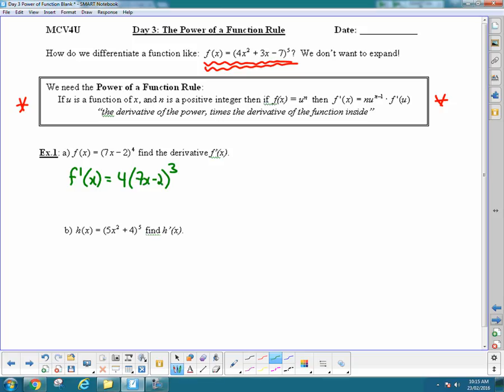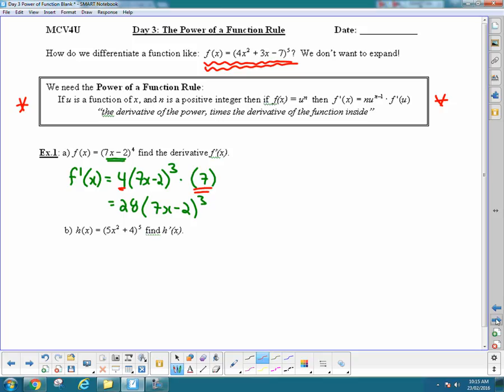But that's not the only part. You need to then multiply it by the derivative of the inside. So now you just look inside, treat it like its own little function, and take the derivative of it. The derivative of 7x minus 2 is just 7. And that indeed is the derivative. But again, we'd like to tidy things up. You notice that we have a times 4 and a times 7. Those can be combined to make 28 times (7x minus 2) to the power of 3.